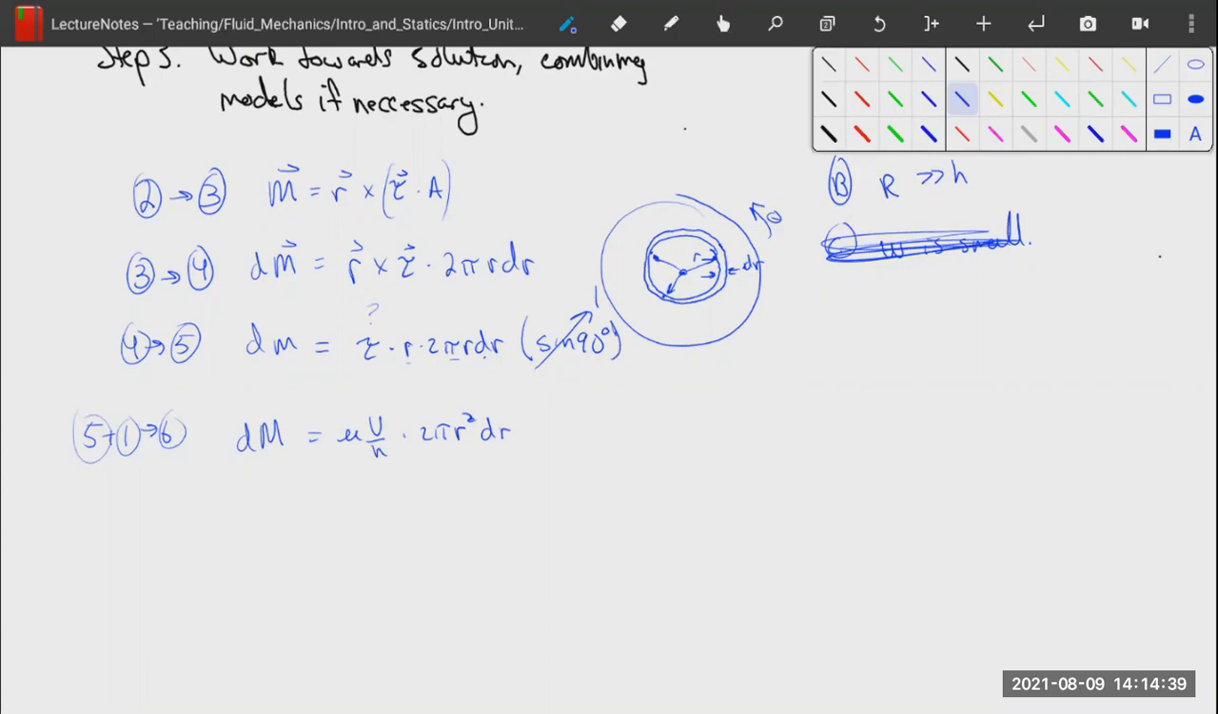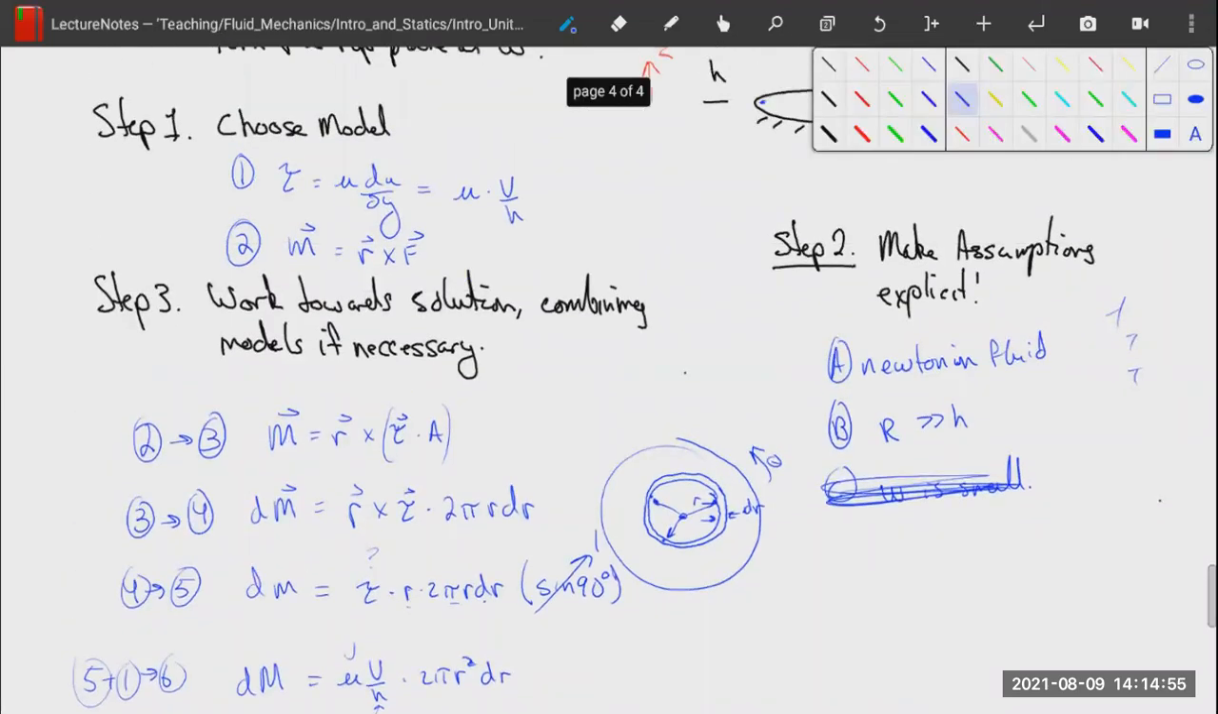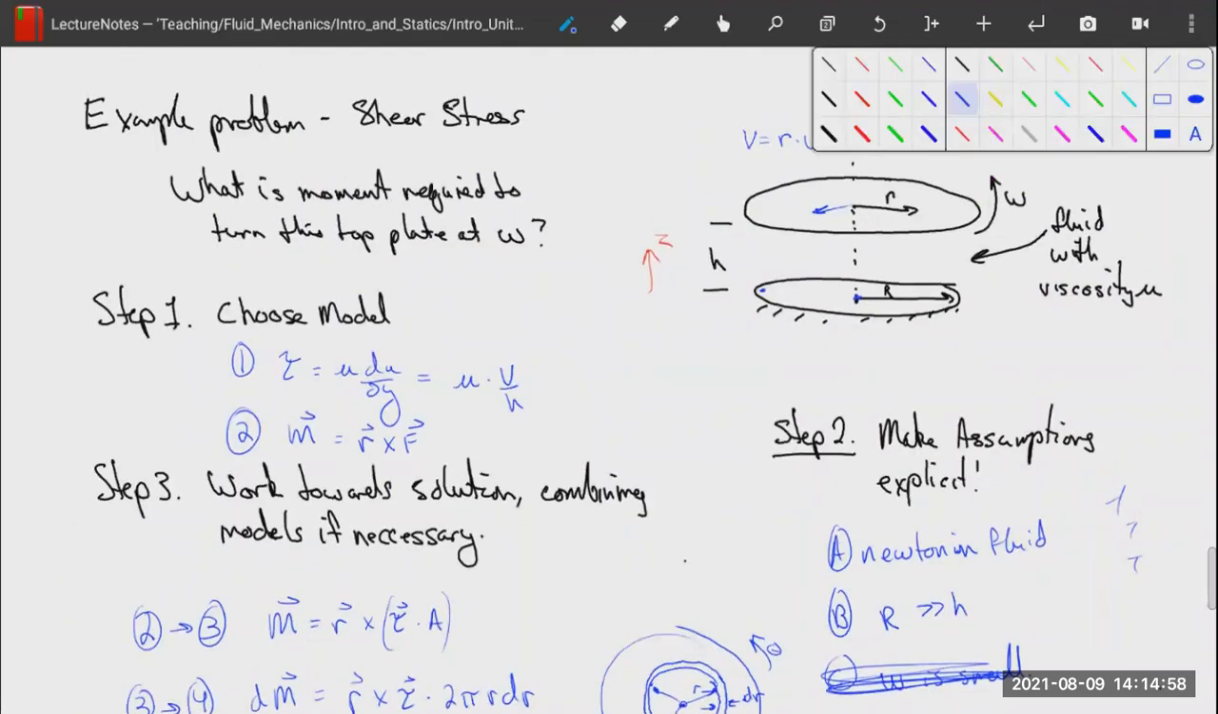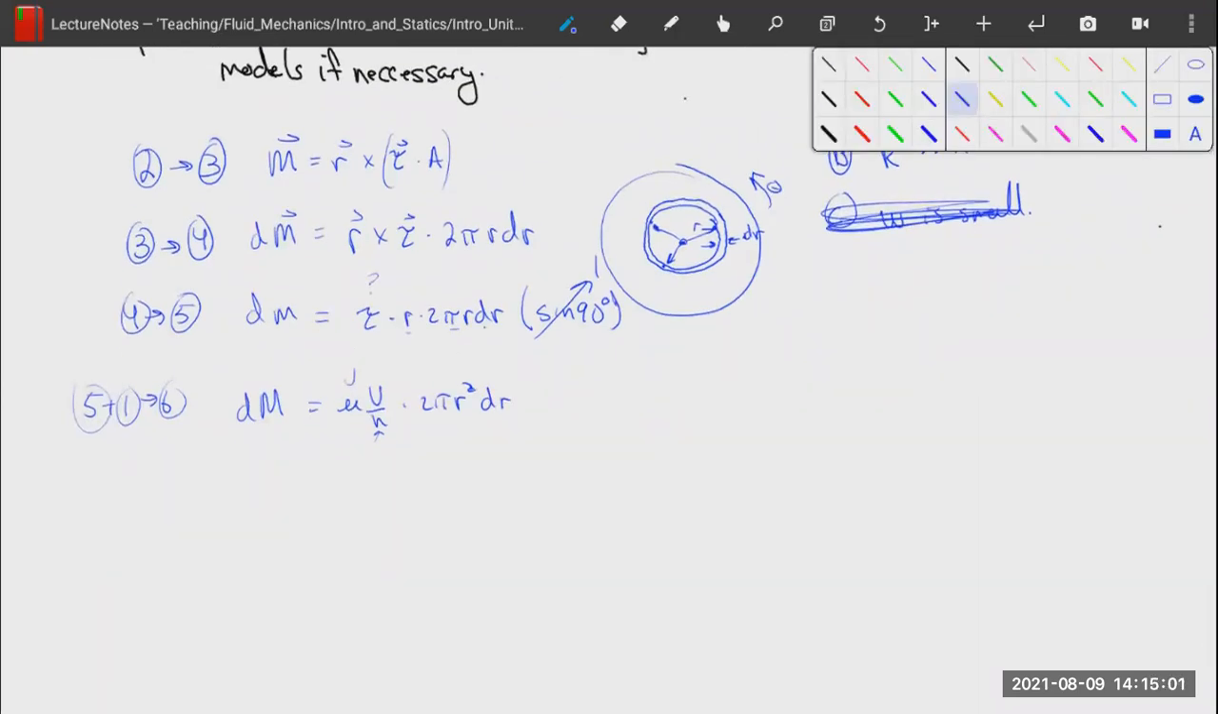Great. Do we know, so let's go back to this equation. Do we know everything? We know our viscosity in theory, right? We've assumed it's a Newtonian fluid, it's a constant. We've been given our h, it was labeled in our system, but we don't know our velocity, right? But I did say up here that our velocity is equal to r times omega. So let's substitute that in. So 6 to 7: dm is equal to mu times omega times r over h times 2 pi r squared dr.